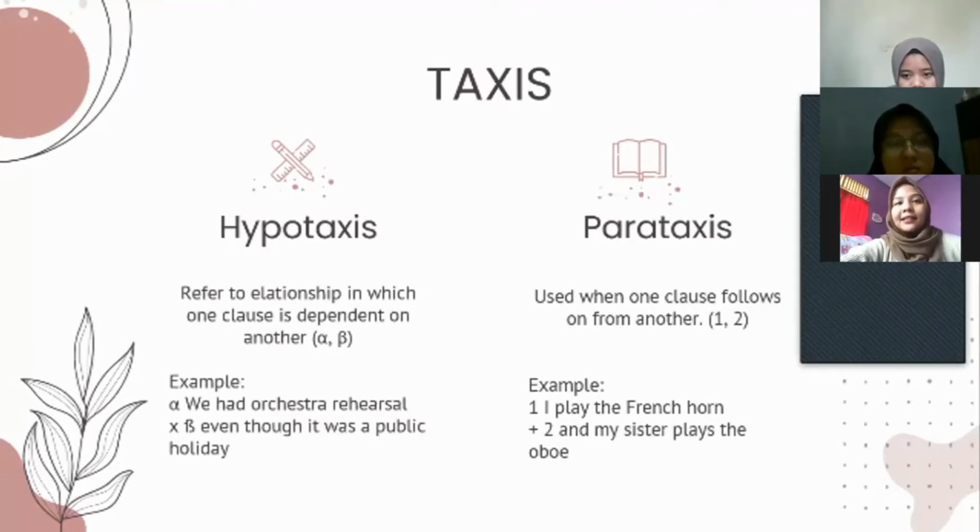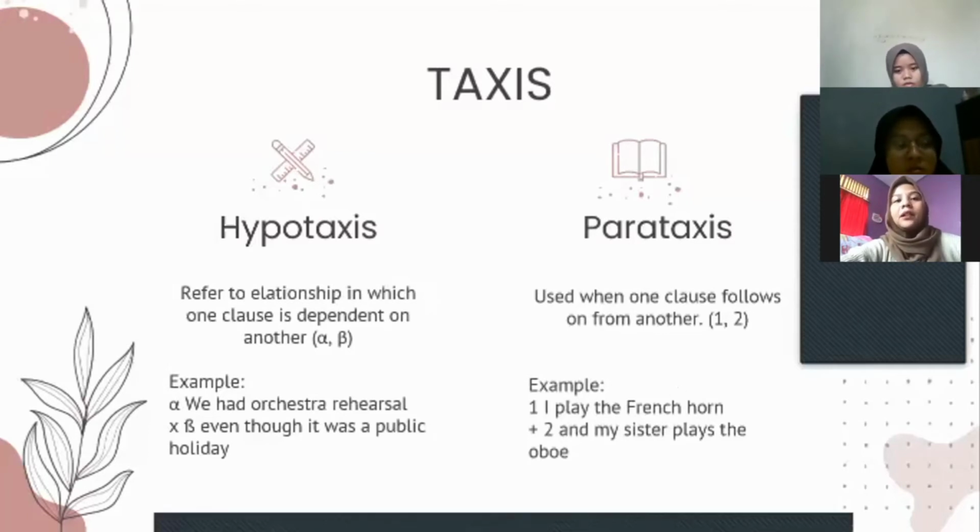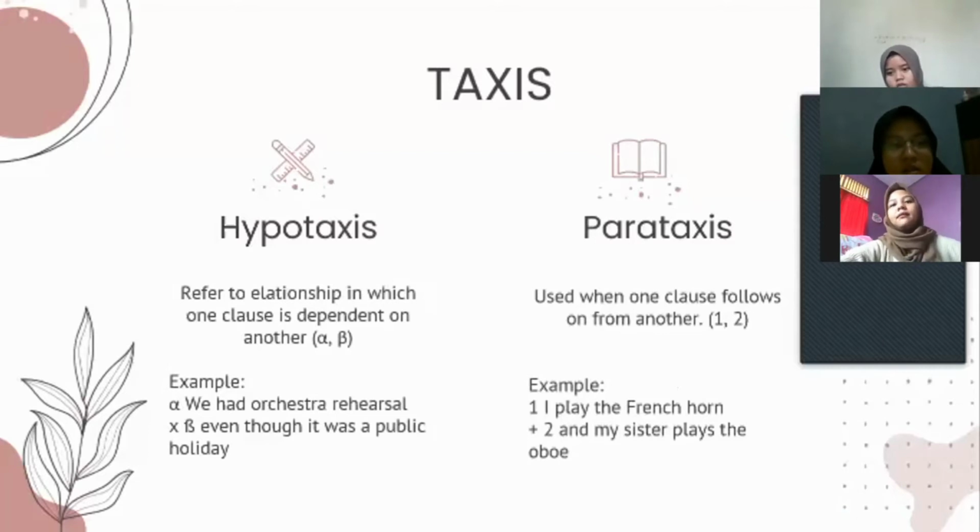Next, parataxis, used when one clause follows on from another. In parataxis, clauses are referred to as being initiating or continuing. Clauses are marked by numbers 1, 2, 3, and so on. For example, 1, I play the French horn, plus 2, and my sister plays the oboe. Next slide.